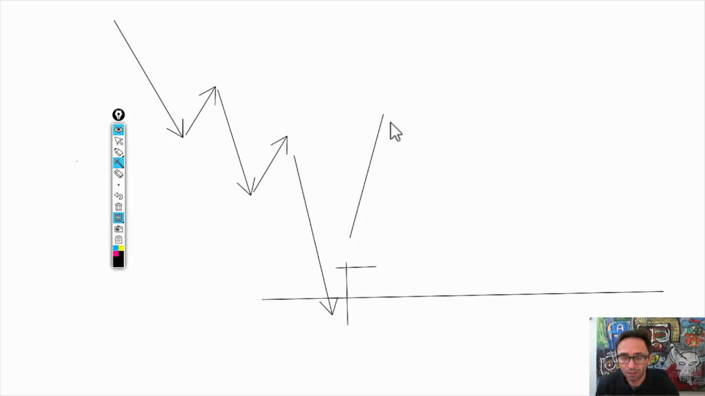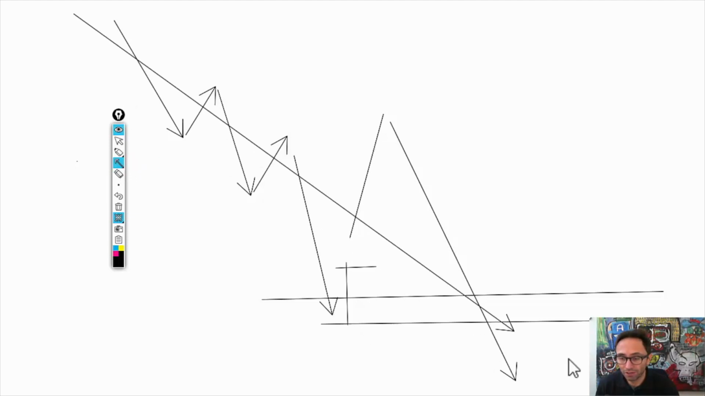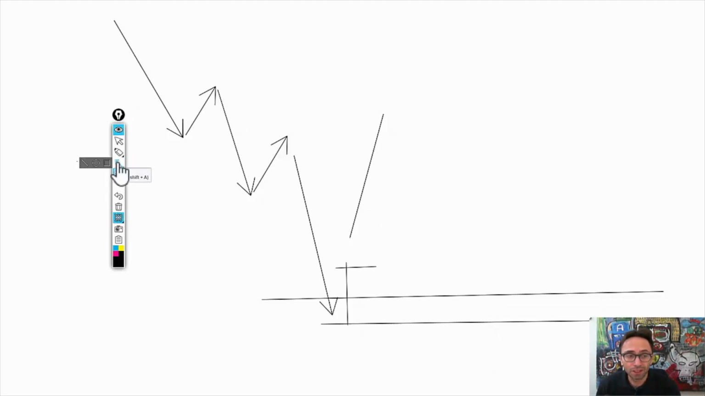Hypothesis number one: we go down and we break through my level. We break to the lowest low. My stop is probably somewhere here. So we break through and we continue the macro trend, which is bearish. Hypothesis number two: we break through this level, we make a new low, but then what happens? By magic, we rebound back up.